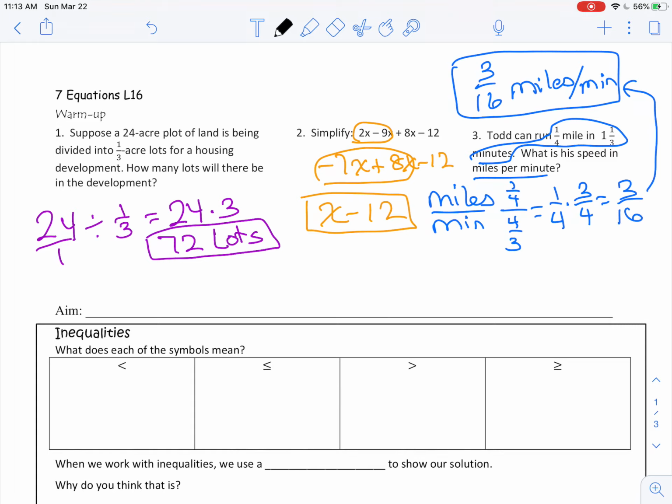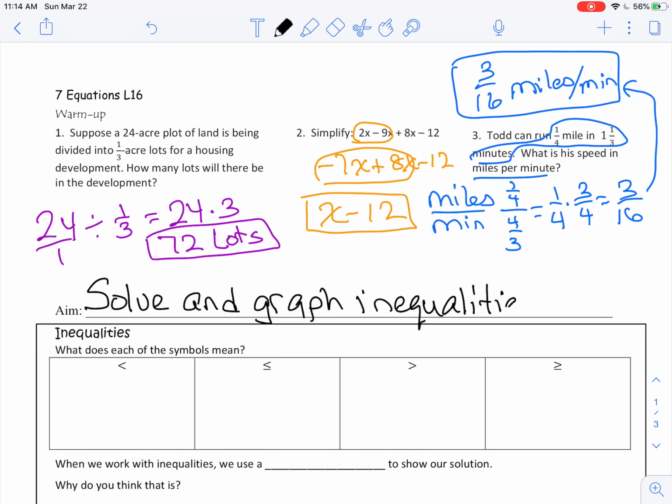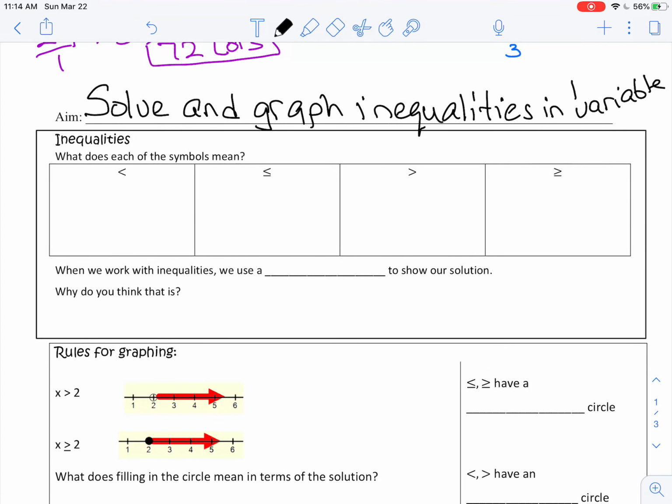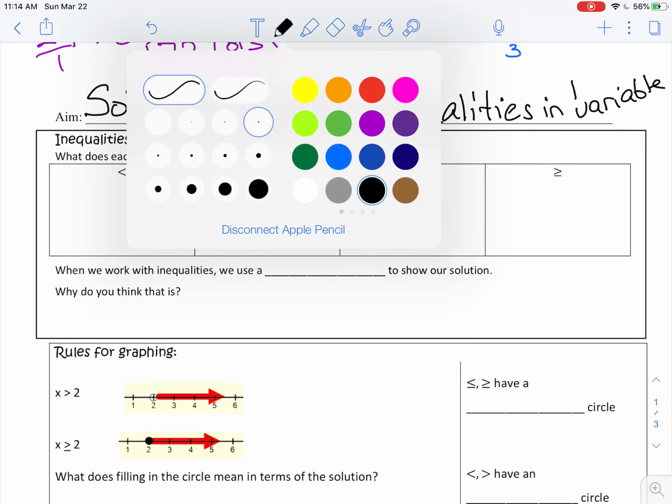All right, so today we're going to move away from equations, which we've been working on for a long time, and we're going to move into the world of inequalities. So today I'd like you to be able to solve, and I'd like you to be able to graph. Solve and graph inequalities in one variable. Oops, let me erase that. In one variable. All right. So first I want you to look at those symbols and write down what you think they mean.